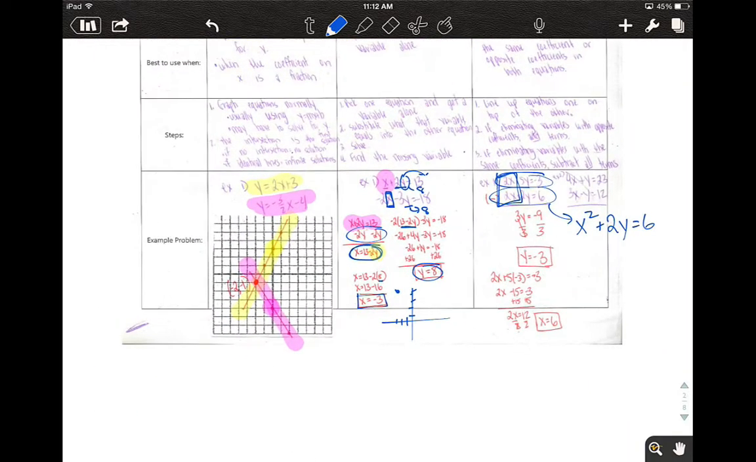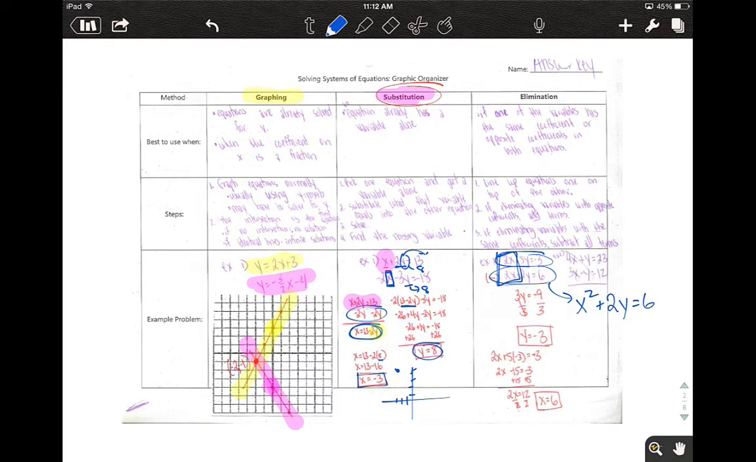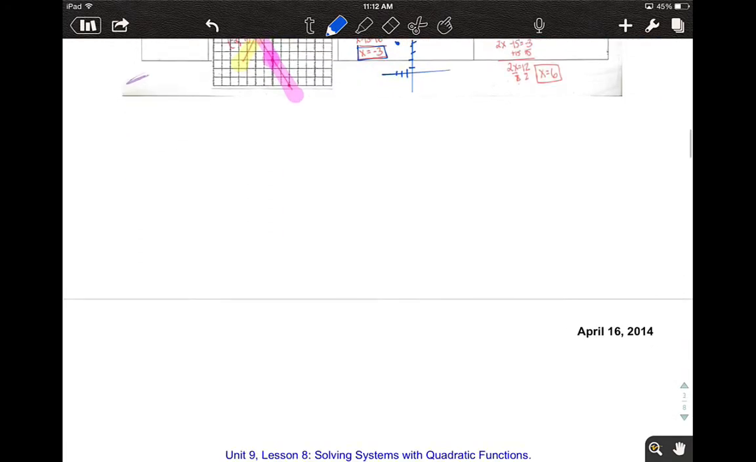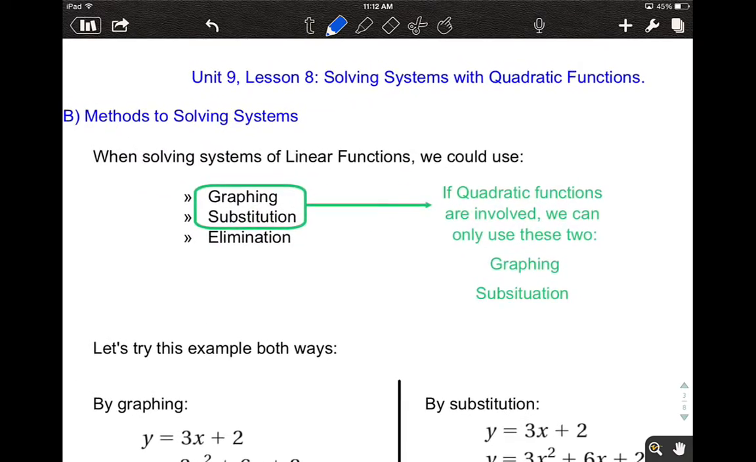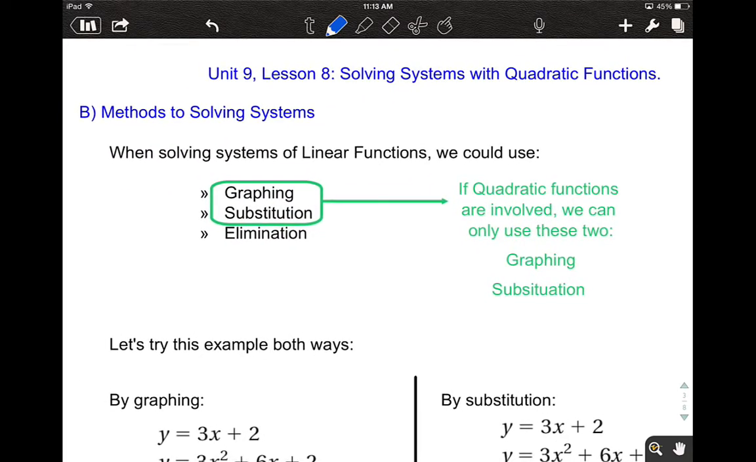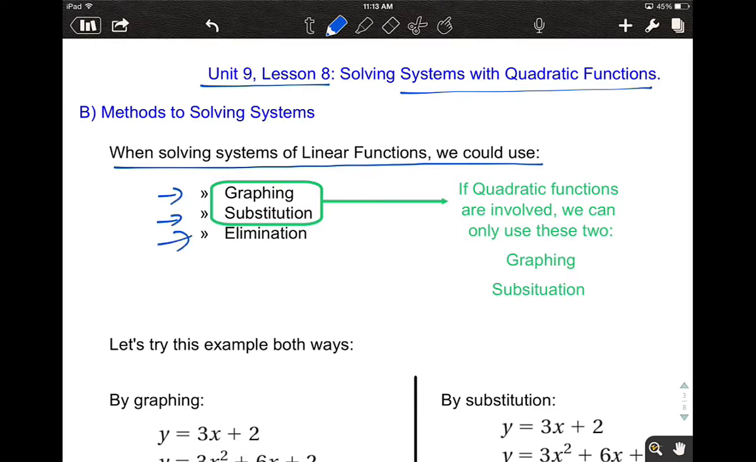So unfortunately, as we get into the actual notes we're going to take today, you might want to start writing this down. Basically, we're doing Unit 9 lesson 8, solving systems with quadratic functions, and it says when solving systems of linear functions, we could use these three: graphing, substitution, and elimination.